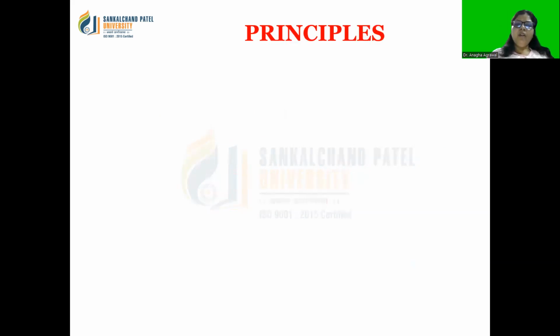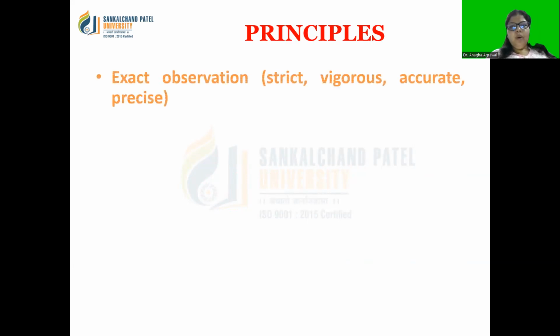So basically, what are the principles of epidemiological studies? First is exact observation, which should be strict, vigorous, accurate, and precise. So the observation that you make out of your study should be very strict, accurate, vigorous, and precise. You should know what you're looking for. You should have that operational definition in your mind, and ultimately, you should see that disease.